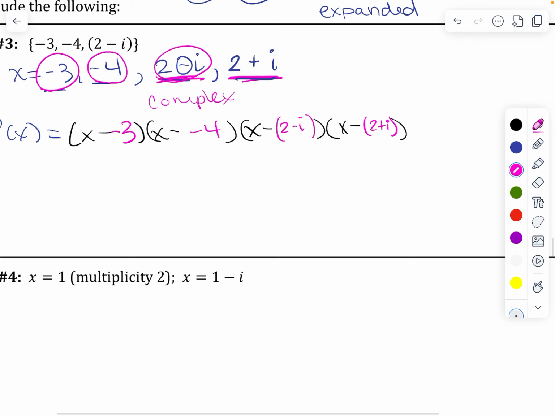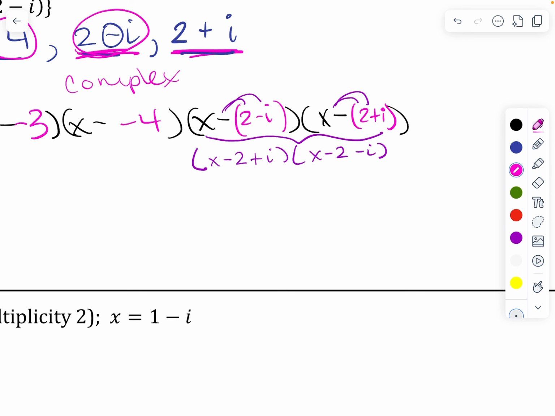Keep in mind when I'm foiling all these together, again, you're going to multiply the conjugates first. So let's multiply these first. I'm going to rewrite this so we can distribute those negatives. So we've got x minus 2 plus i and x minus 2 minus i. So now when I go to FOIL this, you can either FOIL or you can use the box method.